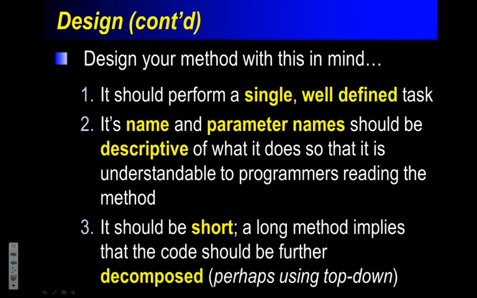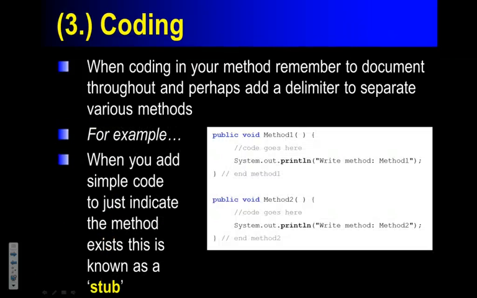Okay, when you design your method, it should do a simple thing. Your code should no longer be one big long block of code. It should be smaller blocks of code, but more of them, okay? The name of the method should describe what it does. The parameters should describe what they are, right? Methods should be short. They shouldn't be a lot of lines of code. Okay, if they are getting too long, maybe it should be broken into more methods. That's the whole idea, okay?